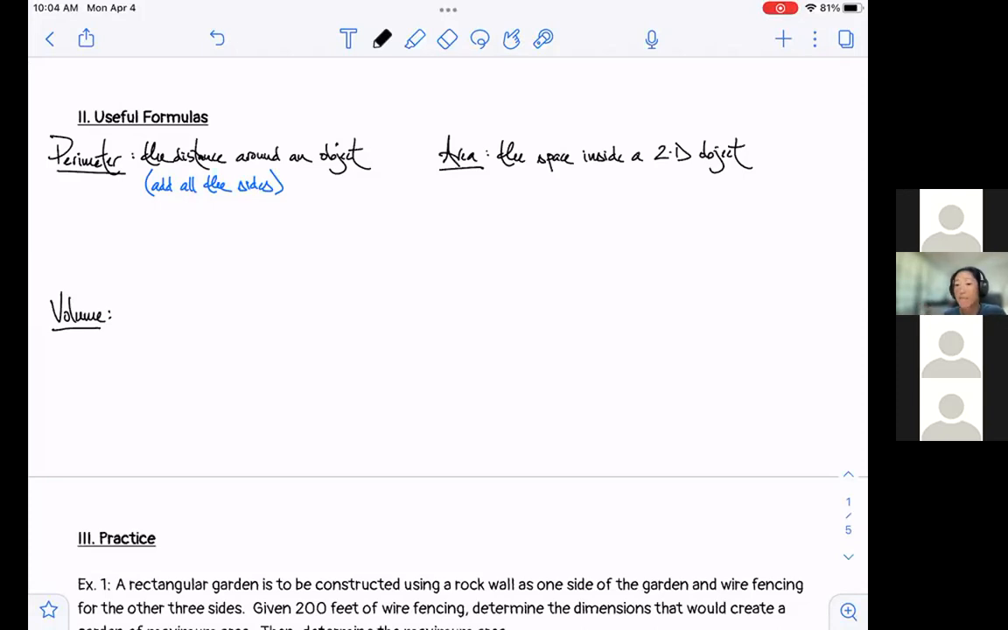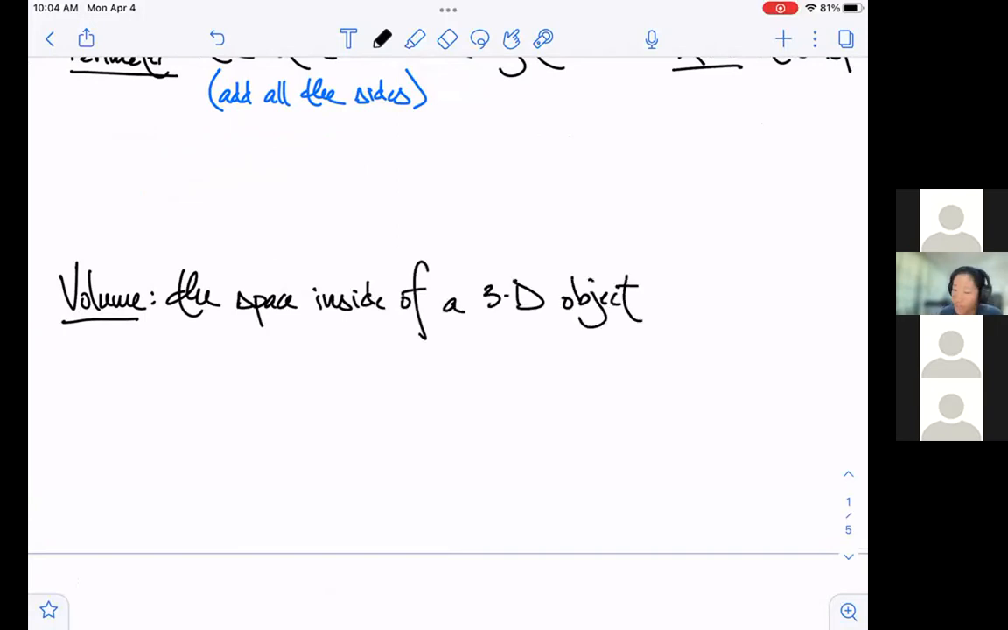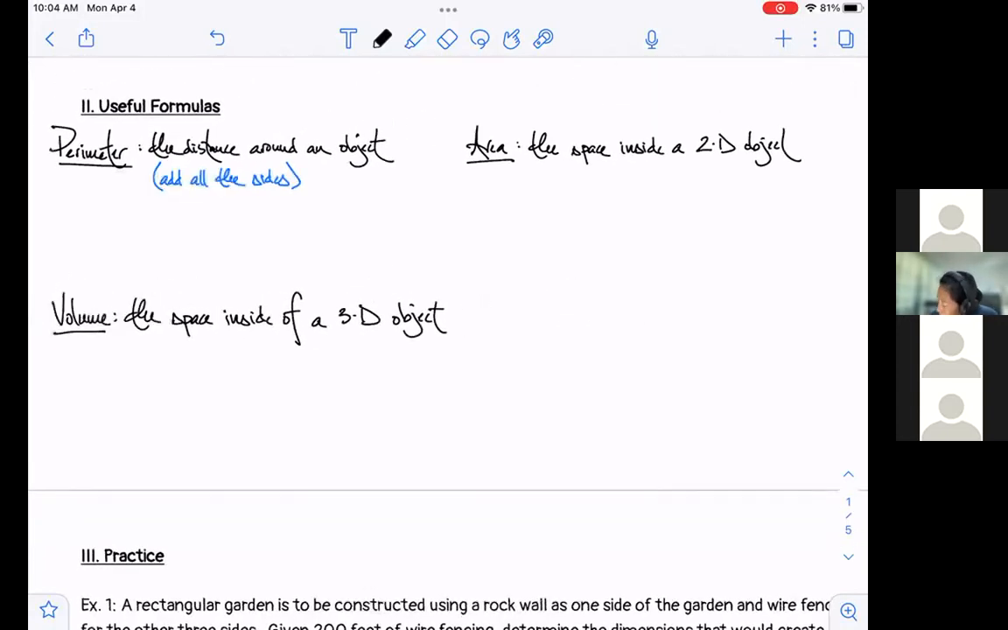So we can almost modify what we have for area. Area is how we describe the amount of space inside a 2D object, but volume is actually the space inside of a 3D object. Knowing what these concepts are is going to be really important as we think about how we decide which formula.